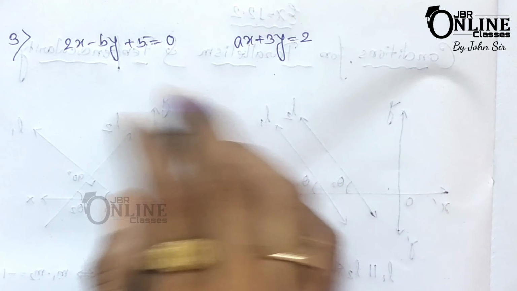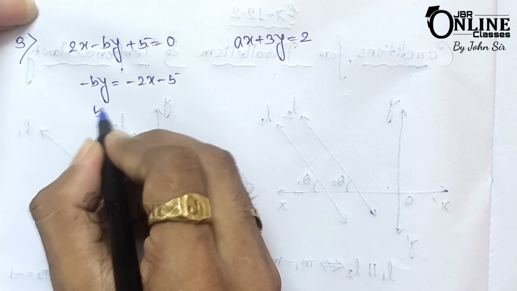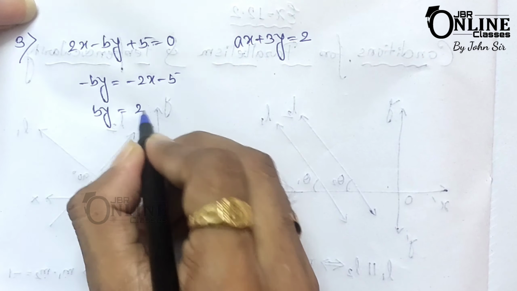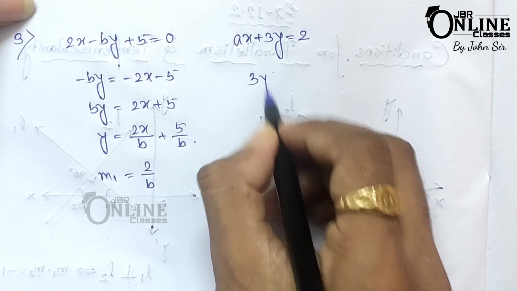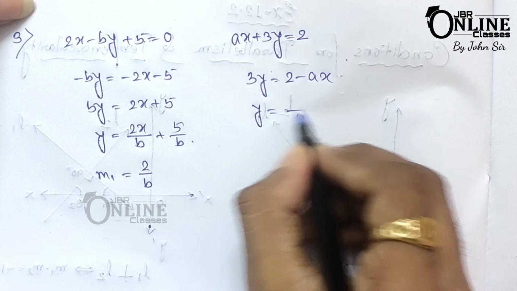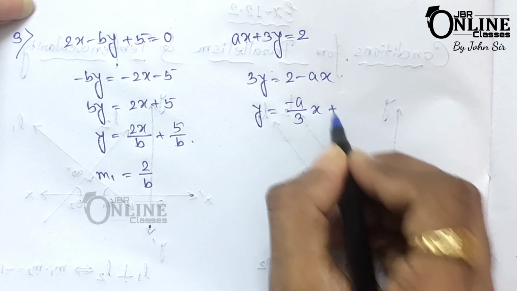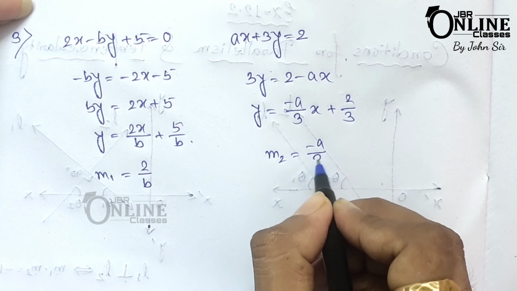So from this equation, minus by equal to minus 2x minus 5, that means by equal to 2x plus 5. So here y equal to 2x by b plus 5 by b. So here m1 equal to 2 by b. Now the next equation, here 3y equal to 2 minus ax. So y equal to minus a by 3 x plus 2 by 3. So here m2 equal to minus a by 3.